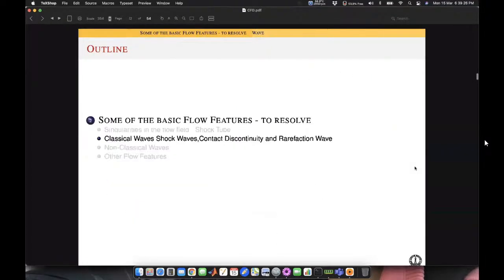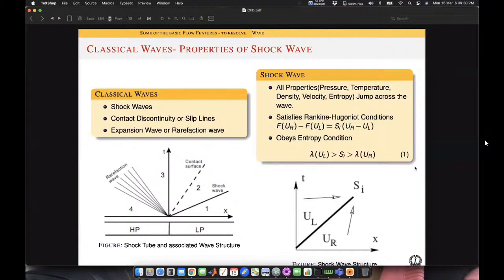Now let us look at what happens to these waves. As I said, we have shock waves moving from left to right. We have a rarefaction wave moving from right to left, and there's a contact surface sitting in between. Okay. Now let us analyze each and every wave that is available there.